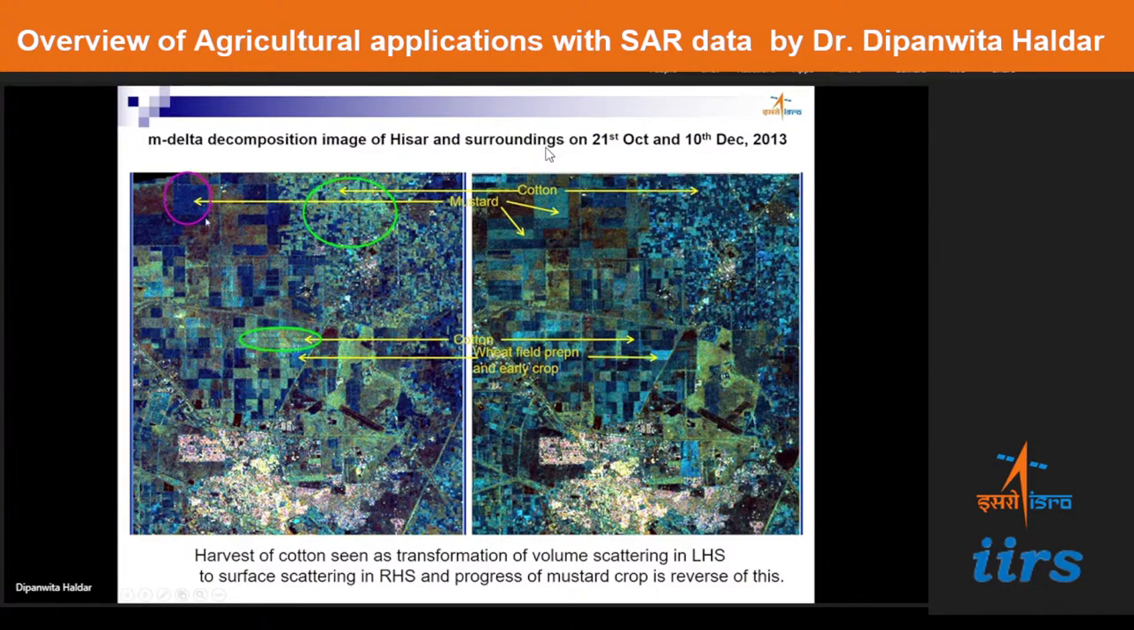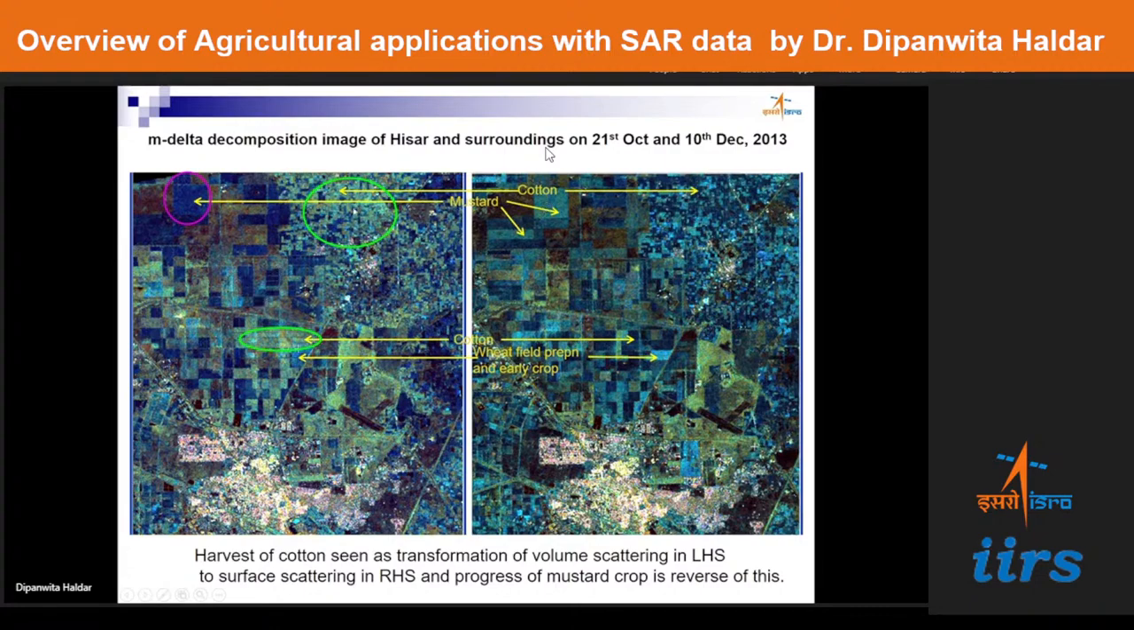If you see this in this magenta circle, this blue box, these are the mustard crop, which is sown during September, October. So it has high surface scattering during the initial date. And when the crop grows, it will transform to volume scattering. So it has grown, and in December you see this same field, this square, it has turned into more of a cyan color. So the volume component has come in a significant amount, and the surface component has decreased here.